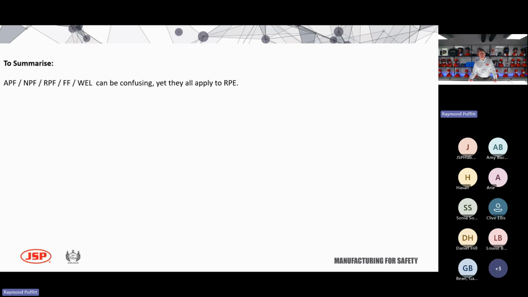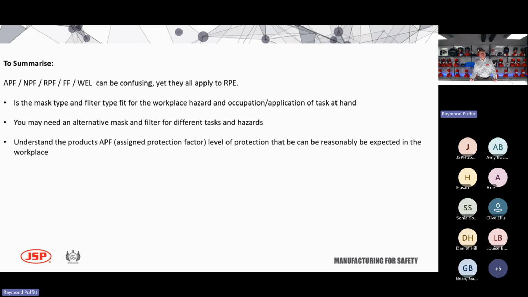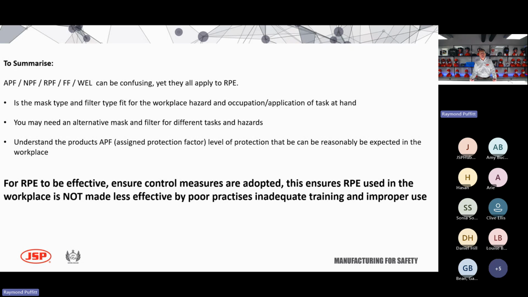To summarize, here we go. So all those abbreviations apply to RPE. Make sure the mask and type that you choose in the workplace and for your occupation is the right one. Obviously, there will be alternative masks that you can choose. Understand the APFs and level of protection that you can reasonably expect with a properly fitted and correctly worn respirator. I'll let you read that bottom one.